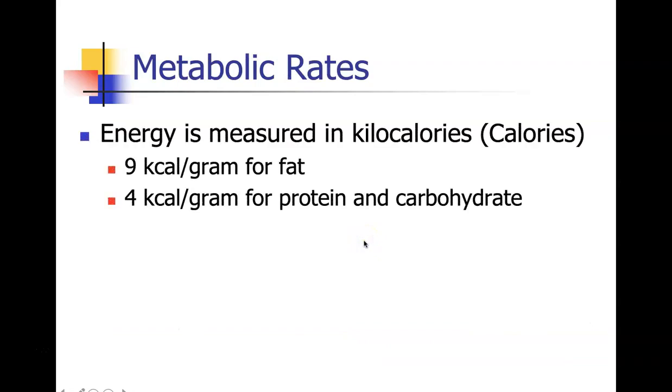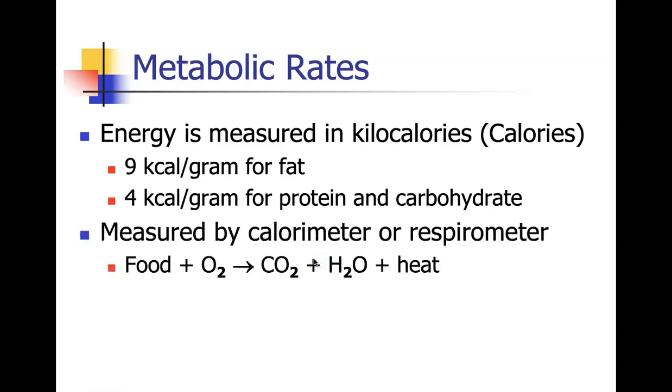So we mentioned metabolic rate in lab, and I'll remind you about how we measure this. Energy is measured in kilocalories or calories, and you get 9 kilocalories per gram for fat, 4 kilocalories per gram for protein and carbohydrates. You can measure metabolic rate with a calorimeter or a respirometer, and this is because food and oxygen going in gives you outputs of carbon dioxide, water, and heat. So we can measure either heat or CO2 as a proxy for the amount of calories being consumed.